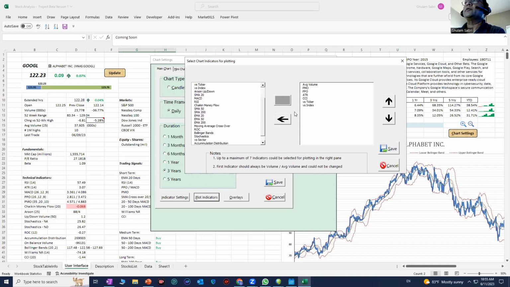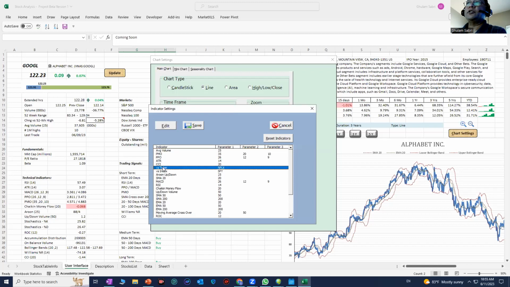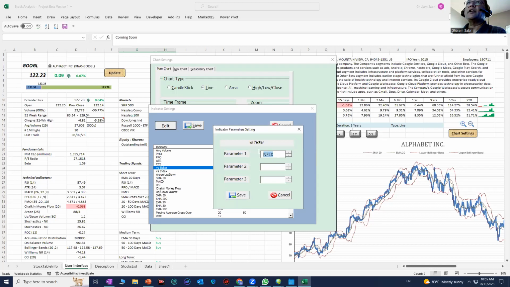Indicator setting, and it will open up another menu here, and I can change this ticker. The ticker was Netflix. Remember, the chart was showing performance against the performance of Netflix. So instead of Netflix, I want to compare the performance of Google with which one? Pervez, give me a name. NVIDIA?